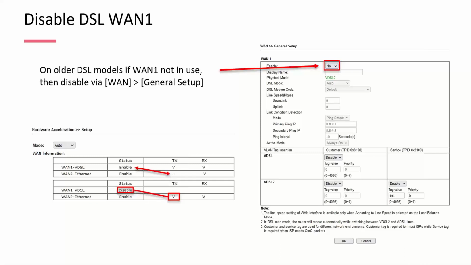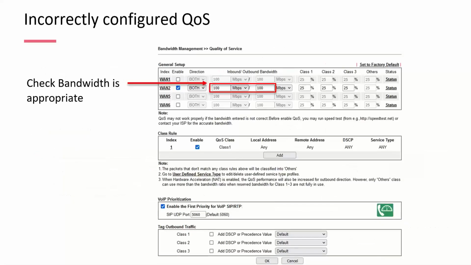This is only on older models, not any of the current ones, so 2865, 2765, 2927 and later are not affected by this. And also check for incorrectly configured QoS. If the QoS is set to a lower speed than is actually available, then the QoS can be kicking in artificially and limiting the traffic, throttling it when it doesn't need to. So go into the QoS menu there and check to see if it is enabled.